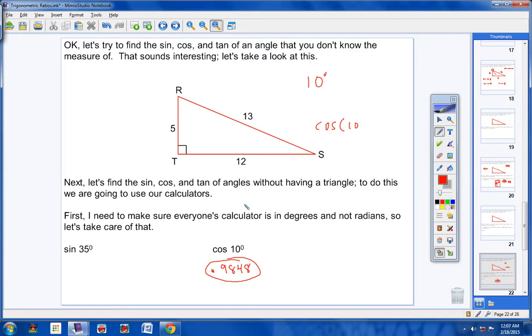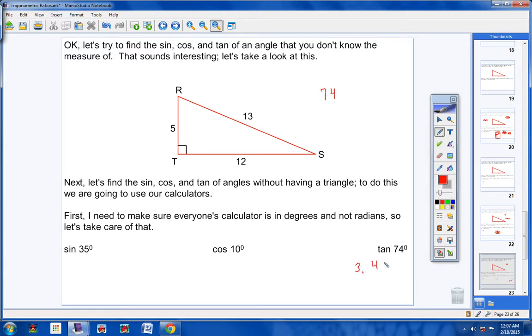Alright, now let's try the tangent of 74. So some of you will hit 74 first, and then tangent. Others will hit tangent, and then 74, okay? Either way, you'll get this answer here if you're in degrees. 3.4874144444.